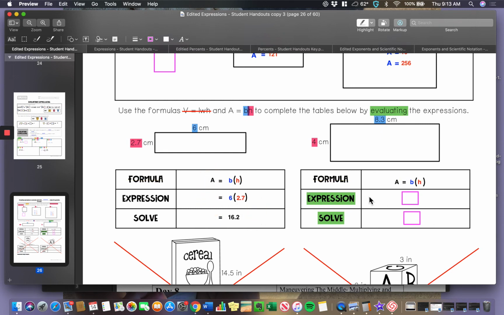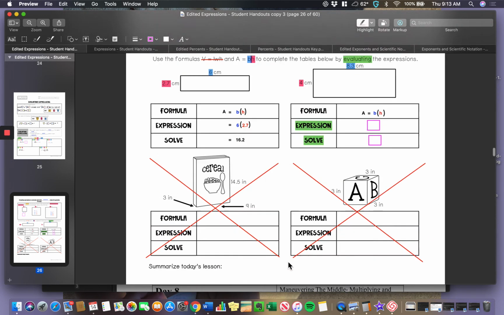On to the next rectangle. My base was 8.3. So when you rewrite these answers, it should look identical to the other side of the paper. So, for example, if I was going to write this expression here, all right, my base would be 8.3 times 4. All right, and then you need to solve that. So it would be 8.3 times 4, and you would solve that right here, just like when you're solving it over here. All right. That's going to be it for today, all right?